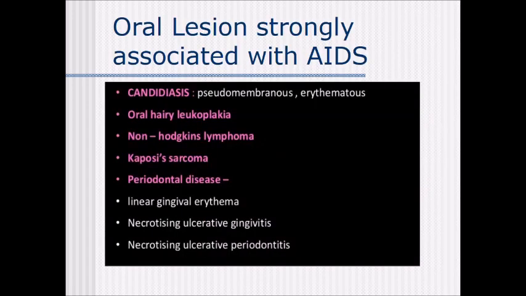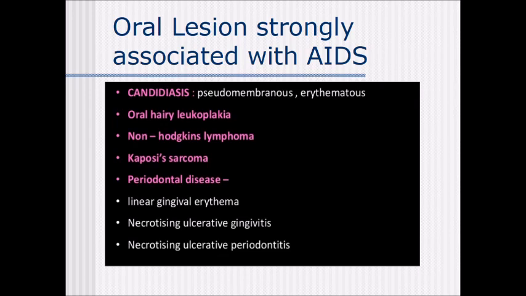Now, oral lesions strongly associated with AIDS are given here on the screen, but these are oral lesions. They are not the periodontal manifestations of AIDS. Periodontal manifestations of AIDS we will be discussing later on. We will be writing only the points of oral lesion. We will not be discussing them in detail. So first is candidiasis, oral hairy leukoplakia, non-Hodgkin's lymphoma, Kaposi sarcoma, and then periodontal disease.